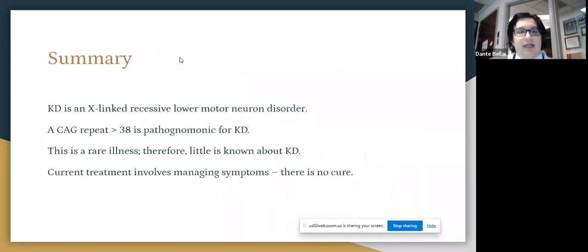So in summary, KD is an X-linked recessive lower motor neuron disorder. CAG repeat of over 38 is pathognomonic for KD. It's a rare illness, therefore there's very little literature on it. There's very little that's known about KD. Current treatment involves managing symptoms, and currently there's no cure, unfortunately.